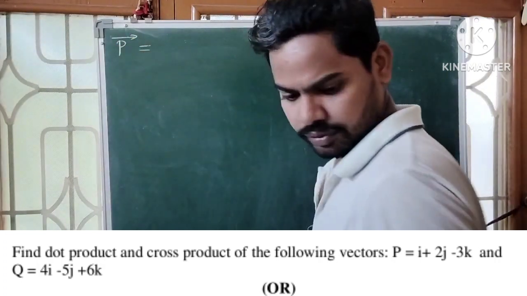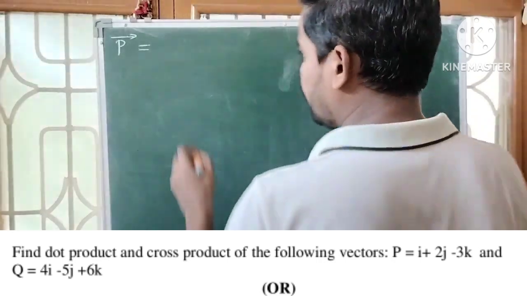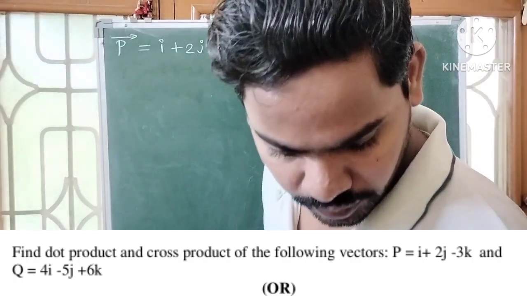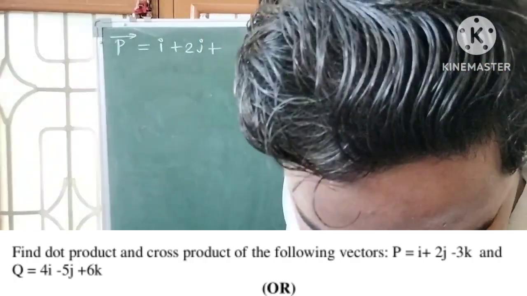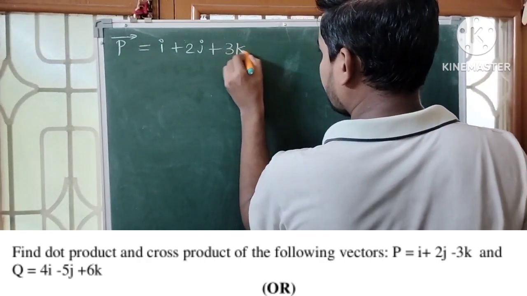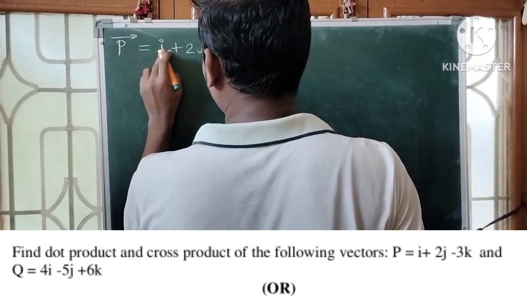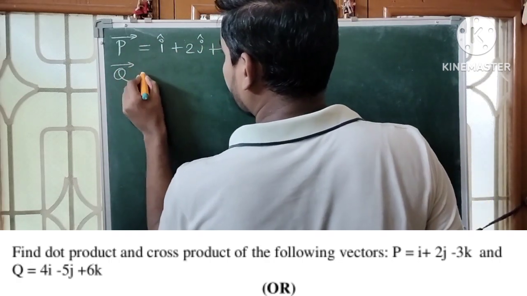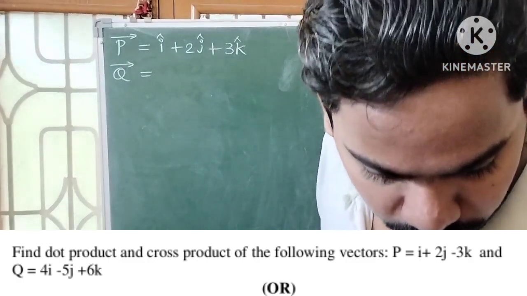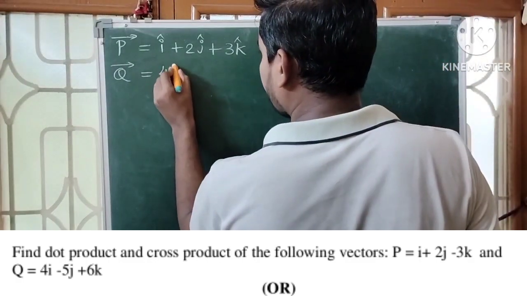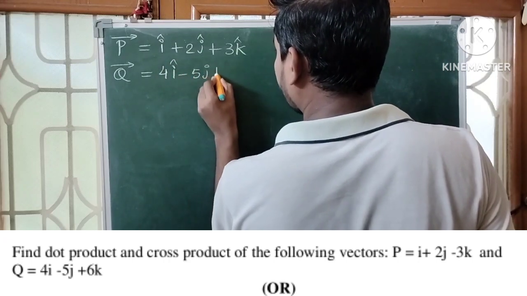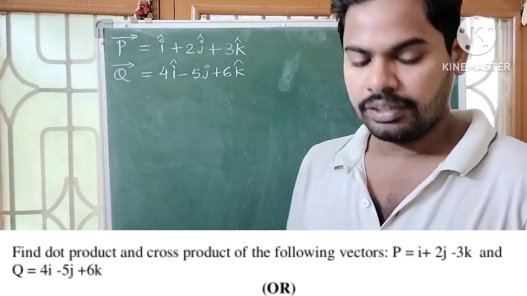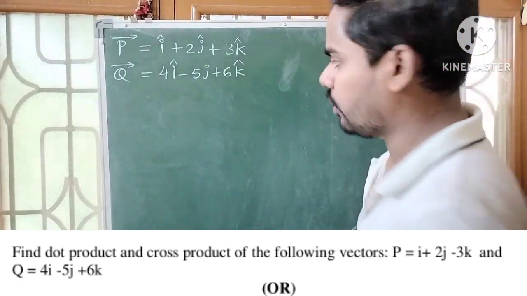Vector P is equal to i cap plus 2j cap plus 3k cap, and vector Q is equal to 4i cap minus 5j cap plus 6k cap. So here given two vectors. Okay, so here we need to find dot product and cross product.